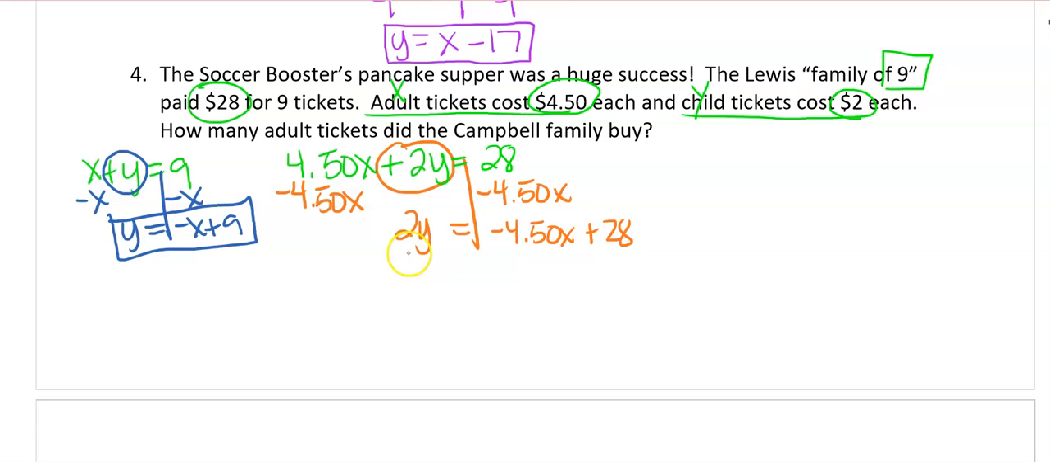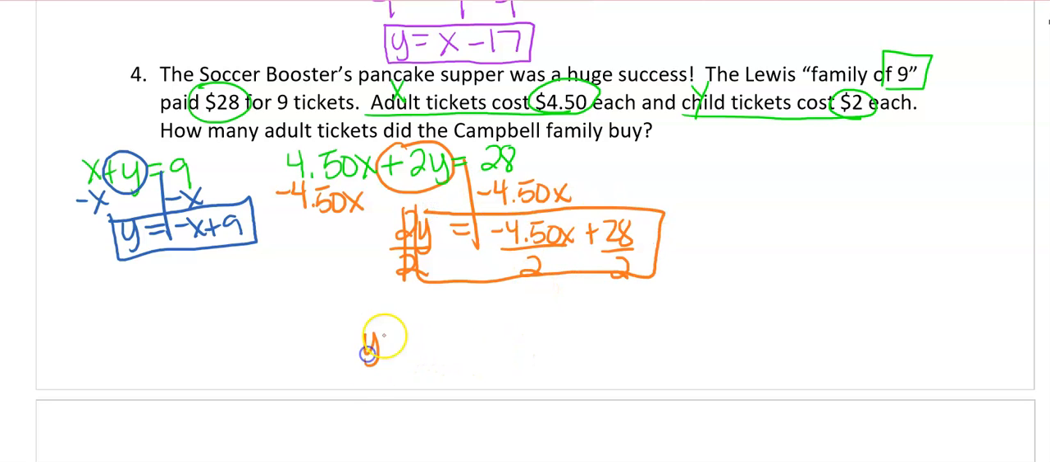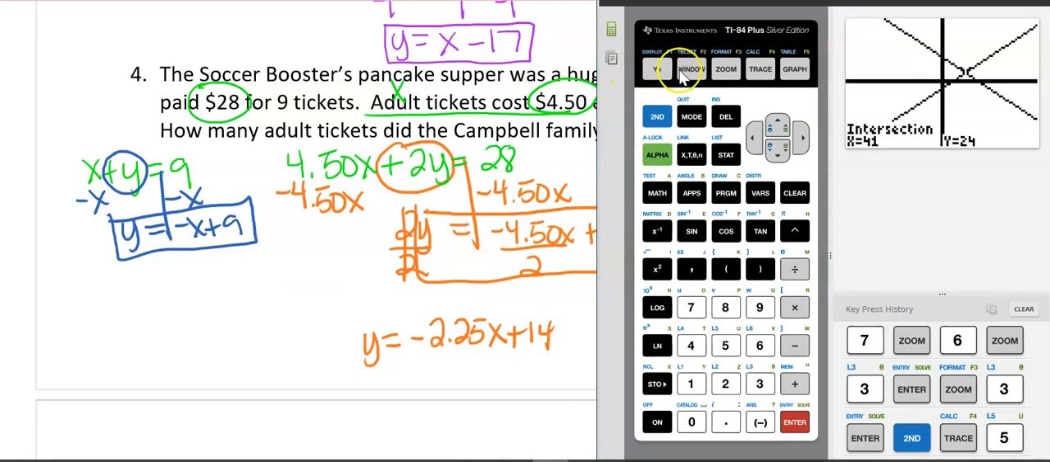Now, to get y by itself, when the 2 and the y are next to each other, they're multiplying. To get rid of multiply, I divide. And y'all can stop there and just plug this into the calculator right here. You don't have to simplify. Okay, you can let the calculator do the work. If you do want to simplify, you're just dividing them both in half. So that would be -2.25x plus 14. But I'm just going to enter this one in. I'm not going to take a chance. There's a chance I divided wrong, and I don't want to take that chance.